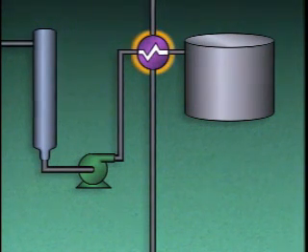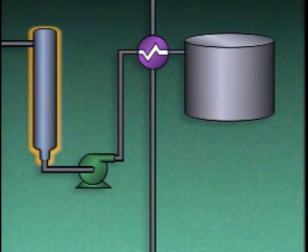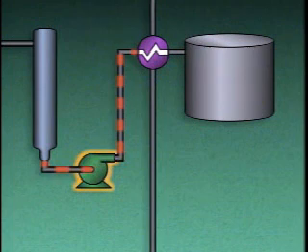The heat exchanger in this system is used to cool the process liquid so that it can be stored safely. In this system, a distillation column is used to separate a product from a process liquid. The product boils off and leaves the top of the column. The remaining liquid is pumped from the bottom of the column.